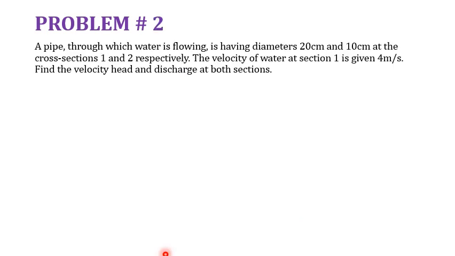So moving on to the next numerical. A pipe through which the water is flowing is having diameter 20 centimeter and 10 centimeter at the cross section 1 and 2 respectively. So the figure will be provided. The velocity of water at section 1 is given 4 meter per second. Find the velocity head and discharge at both sections.